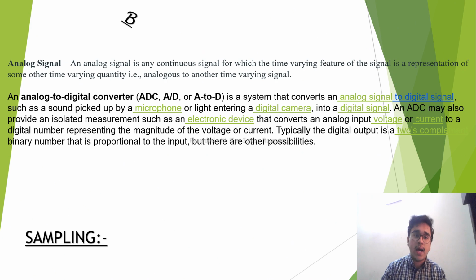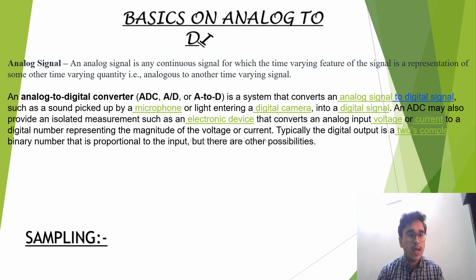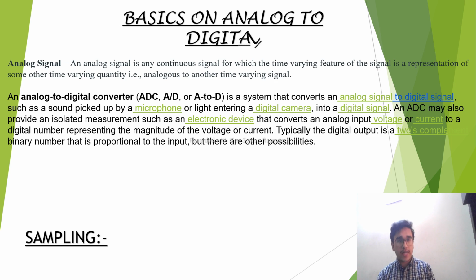And today I will be giving you an overview, complete details of what analog to digital converters are. So let us go into the details of it. Let us look at the basic understanding of what an analog signal is. An analog signal is a continuous signal for which the time varying feature of the signal is a representation of some other time varying quantity. Analog signals are nothing but the real world signals like pressure, temperature, voltage, current. So these are in analog form.